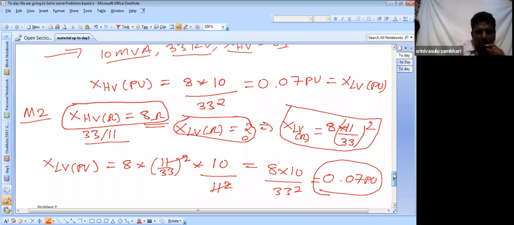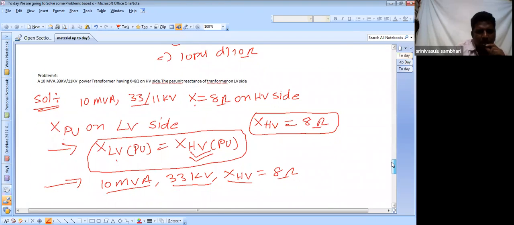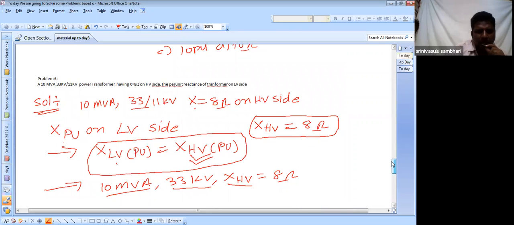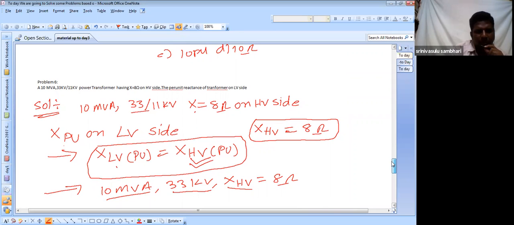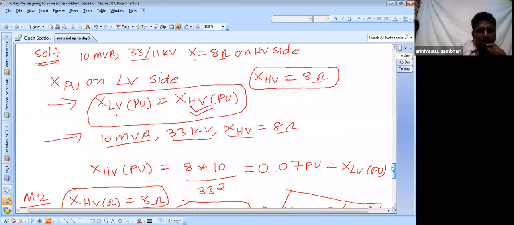Actually, what is it asking? What is the equivalent reactance on LV side? For that, what I am doing in the first method: we know that XLV per unit is the same as XHV per unit. I know the data on HV side. HV side, what is the equivalent reactance? 8 ohms. And HV side base voltage is 33. Base MVA will be the same for HV side or LV side. Based on this data, I find out the high voltage side per unit value. That is 0.07. That is our conclusion: HV side per unit reactance is the same as LV side per unit reactance. Therefore, simply, what is XLV per unit? I simply write 0.07 per unit.